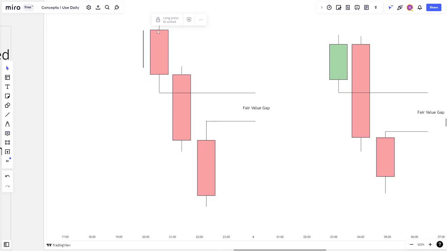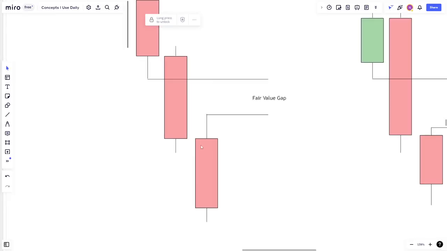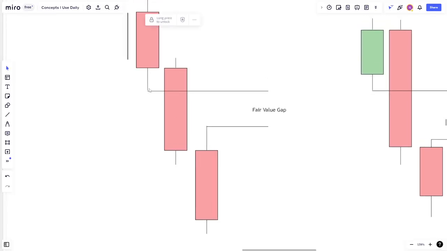So as you can see, the first candle is not really that important, but the second candle creates the space between 1 and 3, right? And the third simply should leave this gap from this wick all the way down, in this case, to this wick, right? This is what's called a fair value gap.